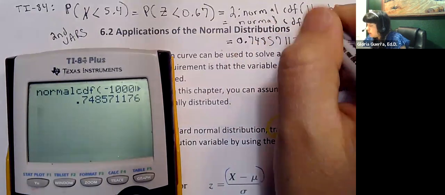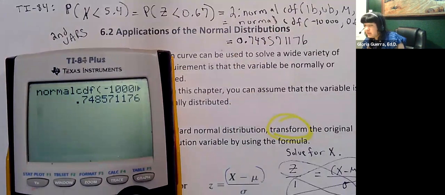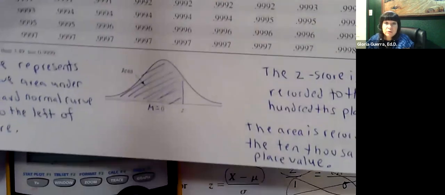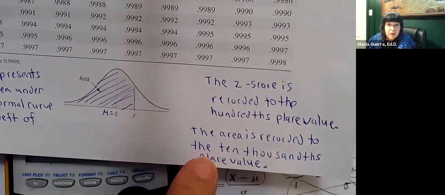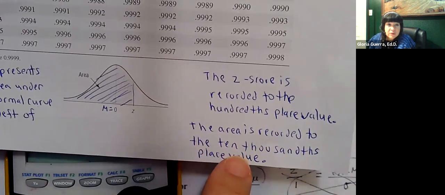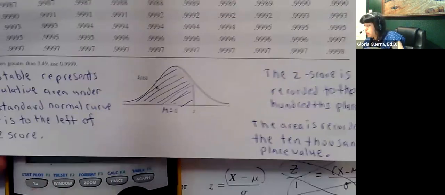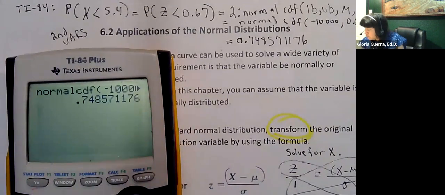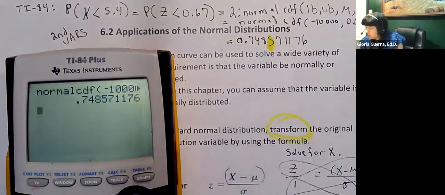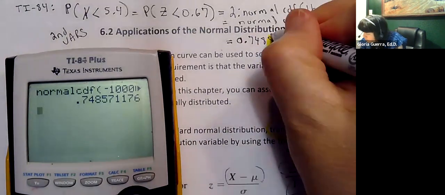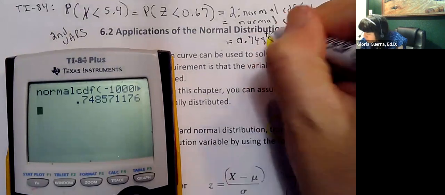So now this gives us 0.7485711176. And remember, this is an area underneath the curve. Remember, areas underneath the curve. And I think last time I had you write this down on one side of your sheet, right? Didn't I have you write this down? The z-score is recorded to the hundredths place value, where the area is recorded to the 10,000ths place value. Okay. So I'm going to round this to the 10,000ths. And then I look at the neighbor to the right. Is that 5 or more? Yep, it's a 7. So I'm going to add 1 to that.